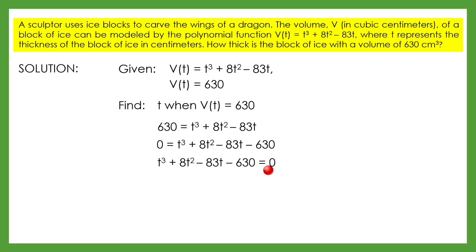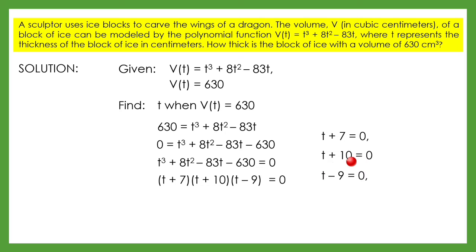Then, apply natin yung factoring. I-factor natin yung t cubed plus 8t squared minus 83t minus 630. So, since ang kanyang highest exponent ay 3, so meron tayong tatlong factors. Yung tatlong factors natin, t plus 7, t plus 10, and t minus 9 equals 0. Then, bawat factor, i-equate natin sa 0. So, we have t plus 7 equals 0, t plus 10 equals 0, and t minus 9 equals 0.